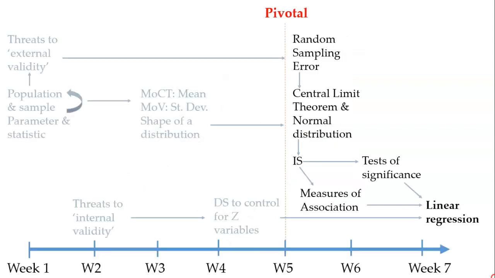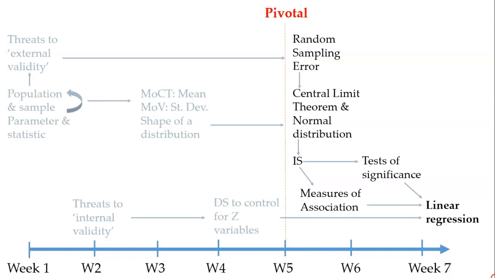Okay. This is where we are right now. In the last 2 lectures we learned how to use this idea of the standard error, or the random sampling error, and the implications of the central limit theorem and normal distribution to conduct inferential statistics, right? In lecture 6, I taught you how to conduct tests of significance and measures of association for simple bivariate analysis.